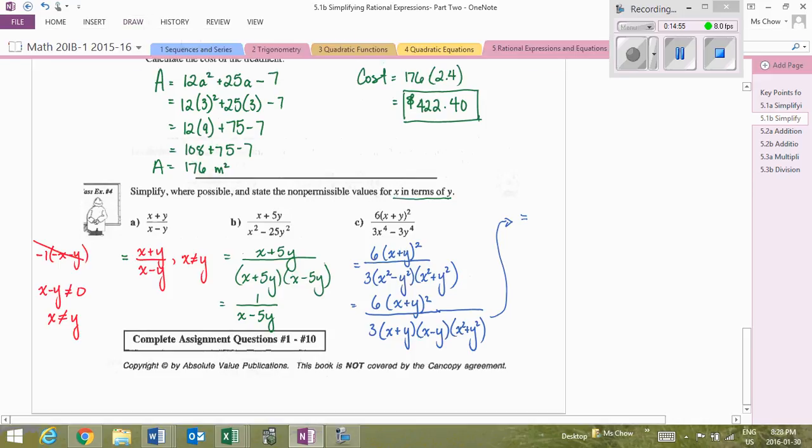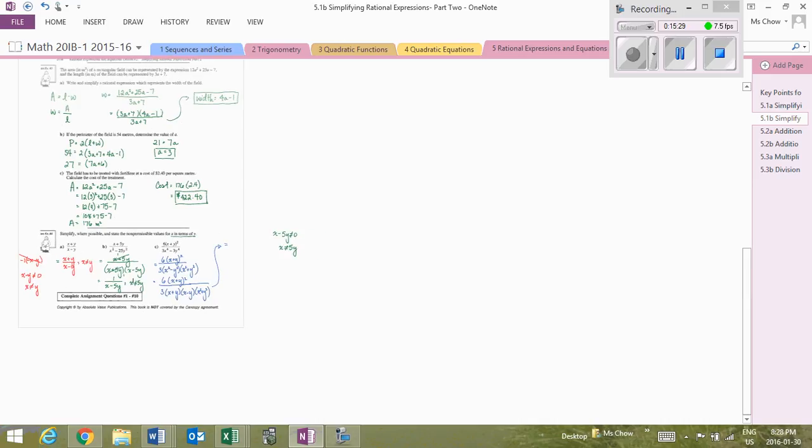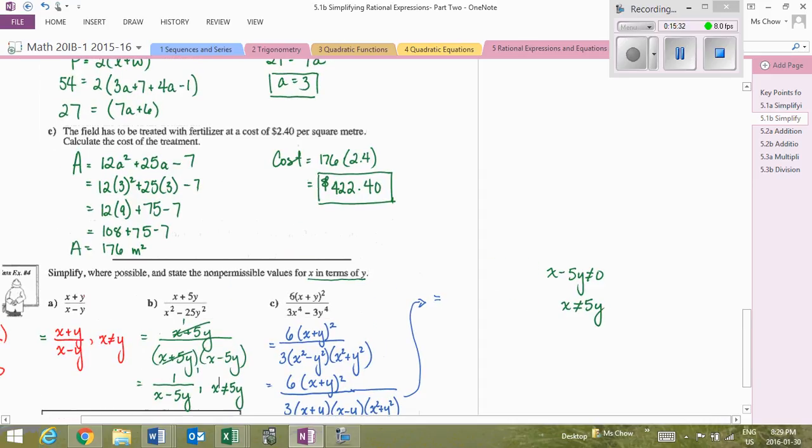Taking a look at the second one, we've got x plus y, and we factored the difference of squares for the denominator, so x plus y over x plus y is 1 over 1, so we've got 1 over x minus 5y. Again, x minus 5y cannot equal 0, so isolating x by adding 5y to each side, so x cannot equal 5y, so that is your restriction there.